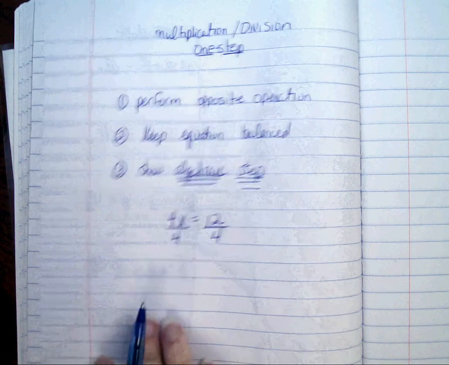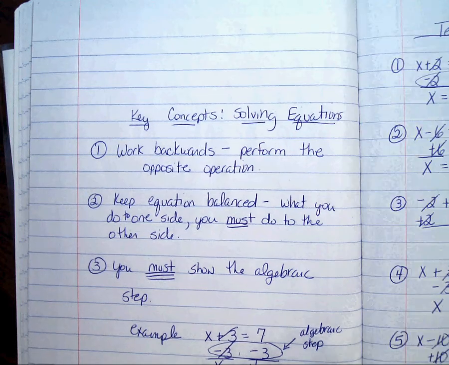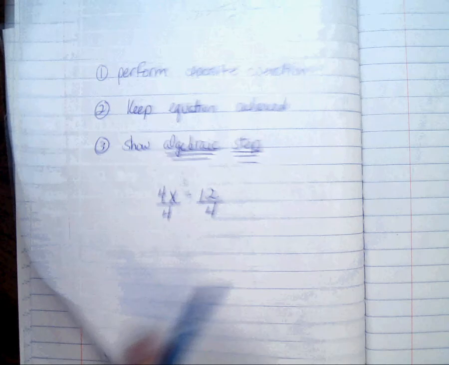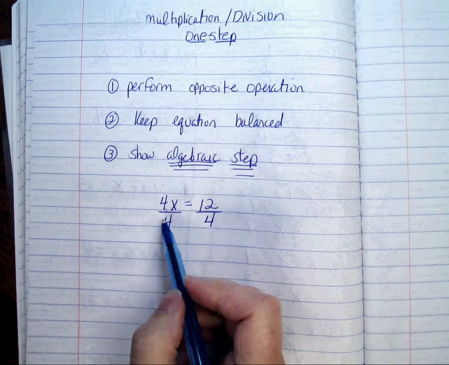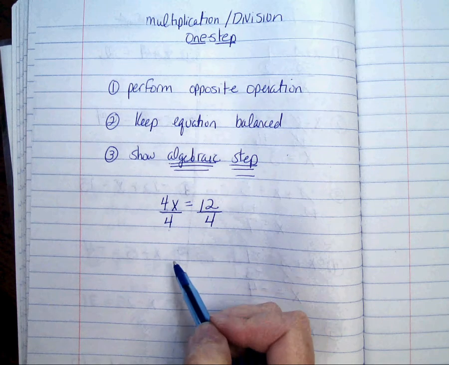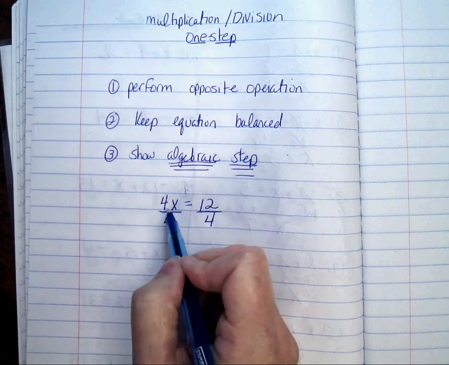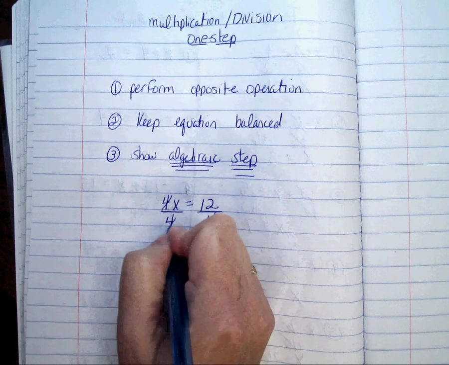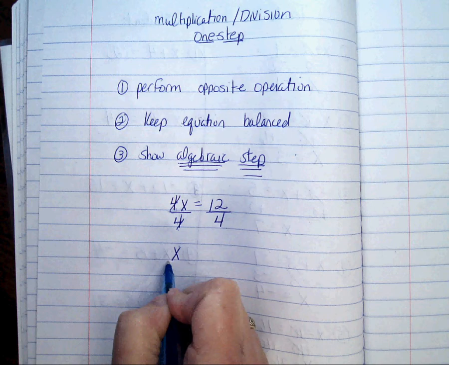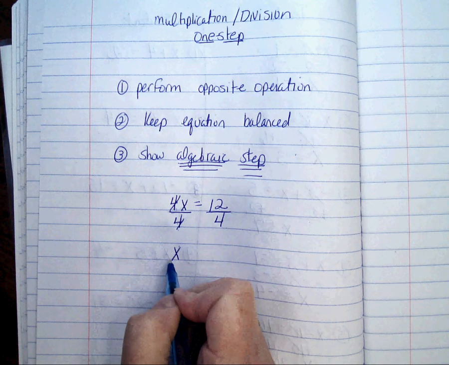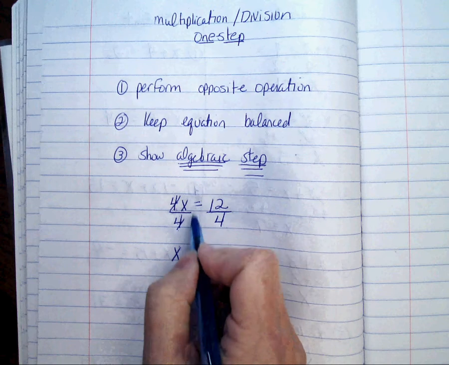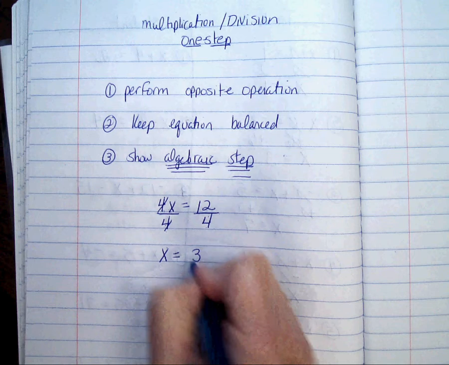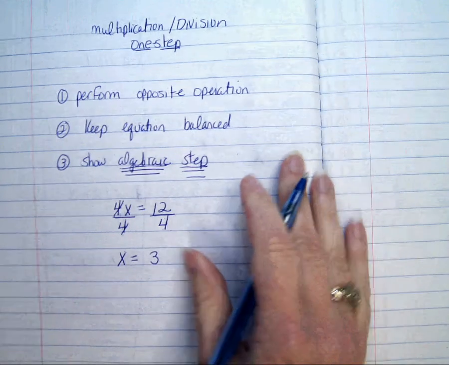Please notice how I am showing the division and how it looks different than what we did a couple of days ago. To show addition or subtraction, we showed the operation in front of the number. Here, to show division, I am using a fraction bar to show that division. Okay? Now, 4 divided by 4 is just 1, so that leaves me with 1x. I can put the 1 in front of the x, but I don't have to. 1x and x are the same thing. So 1x equals 12 divided by 4 is 3.